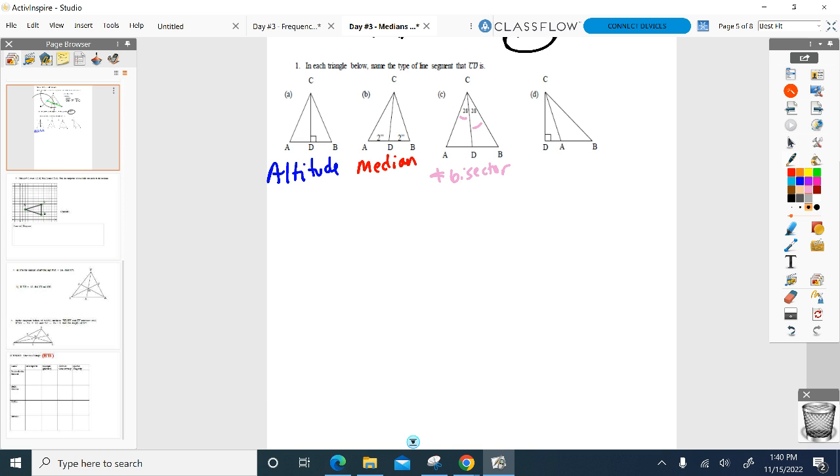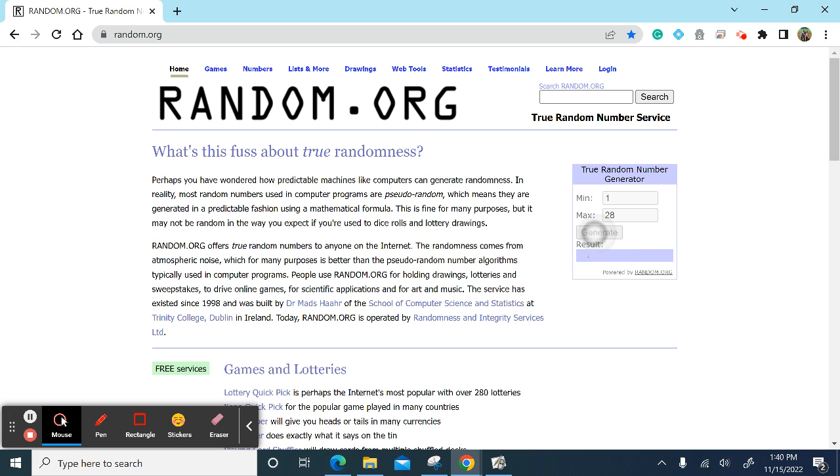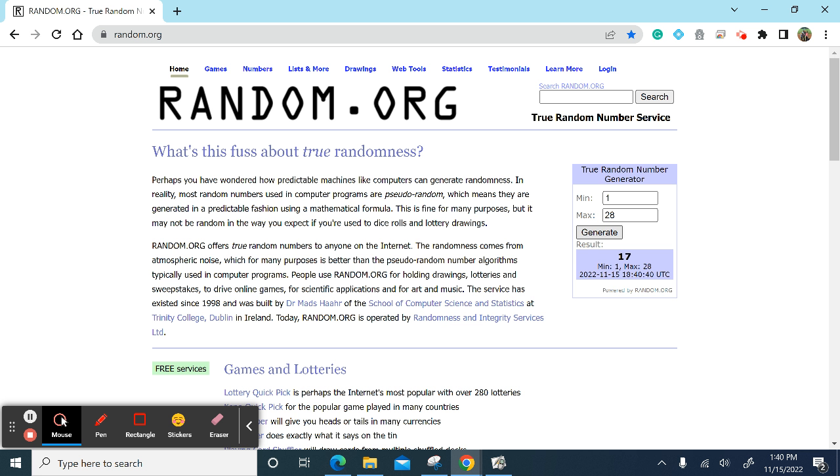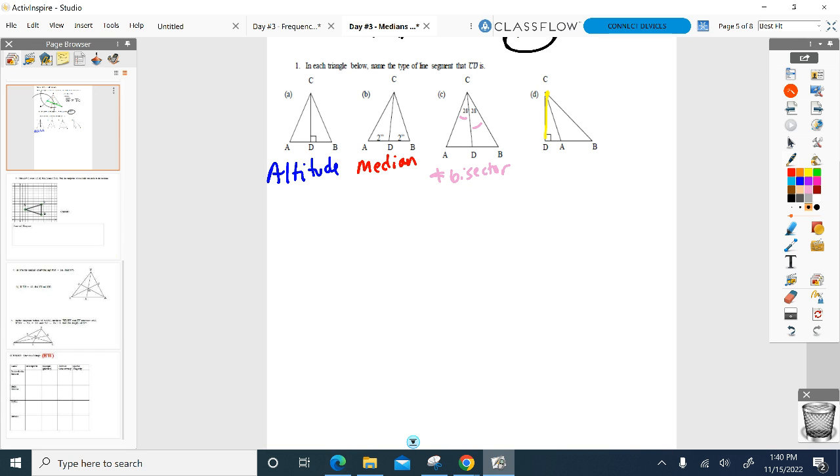Good. And here comes a little bit tougher one. Please make sure you're looking at CD right there. What is CD in that diagram? It's an altitude. That's right. It's coming from a vertex, and it's perpendicular, forms a right angle down below. Good. All right. Questions?